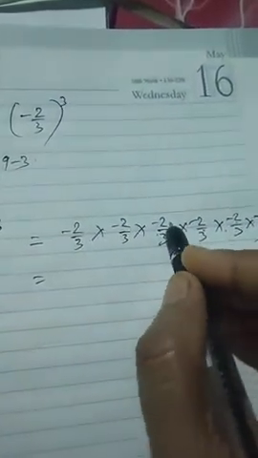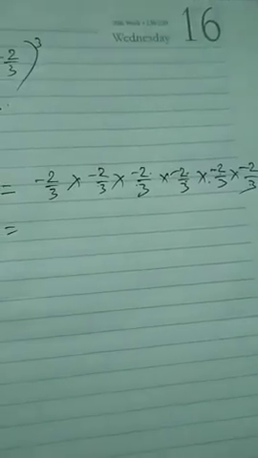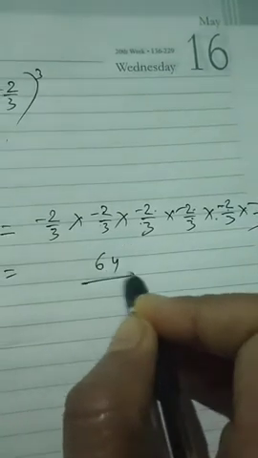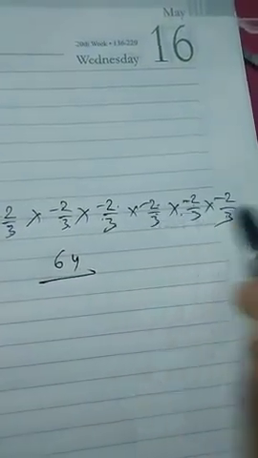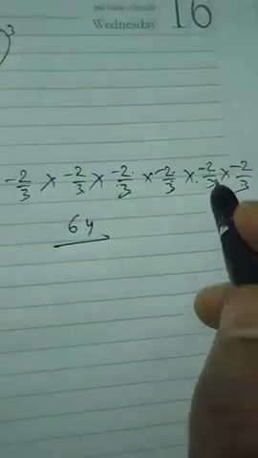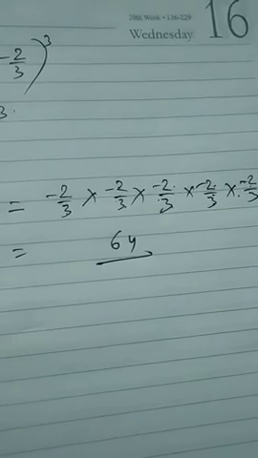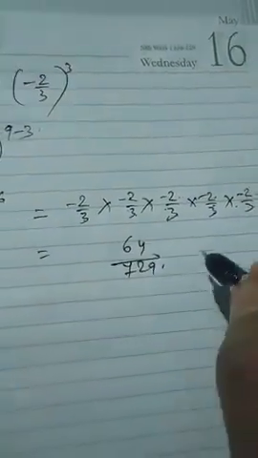2 2s are 4, 4 2s are 8, 8 2s are 16, 16 2s are 32, 32 2s are 64. And 3 3s are 9, 9 3s are 27, 27 3s are 81, 81 3s are what? 243, and 243 into 3 you will get 729. Multiply and get the answer.